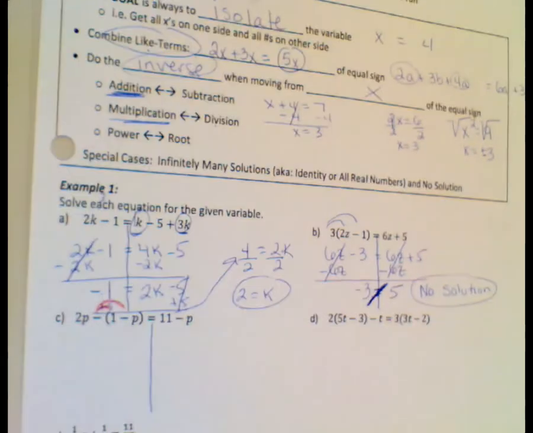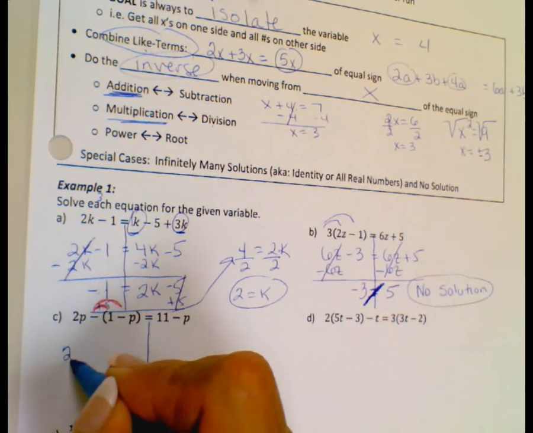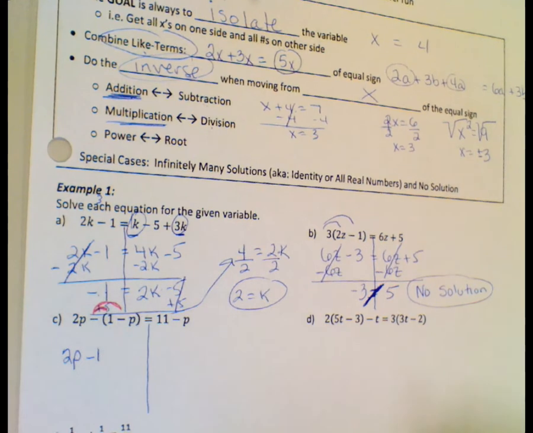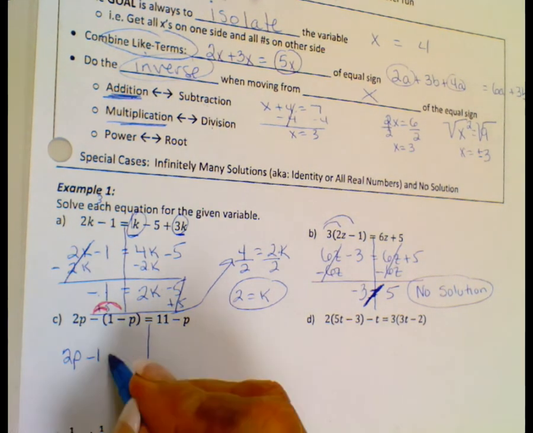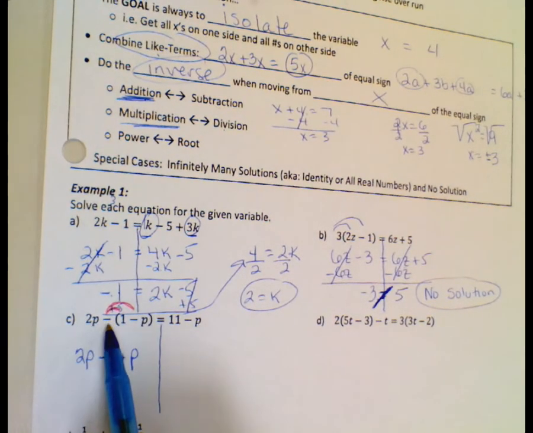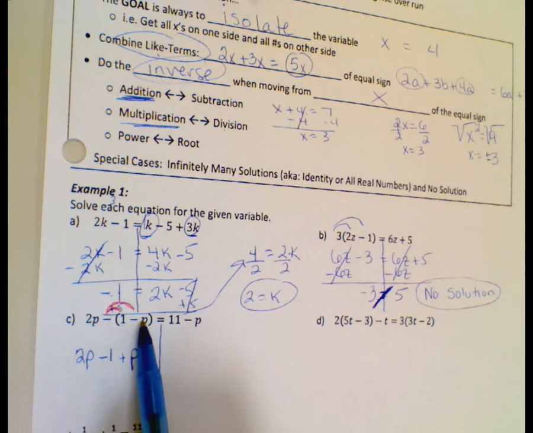We're distributing. So recopy down 2p. We're not distributing 2p. That is not what's in front of the parentheses. The negative sign is in front of the parentheses. So the opposite of 1 is negative 1. And the opposite of negative p is positive p. So whenever there's a negative like this on the outside of parentheses, everything inside becomes its opposite. So it was a positive 1, now it's a negative 1. It was a negative p, now it's a positive p.